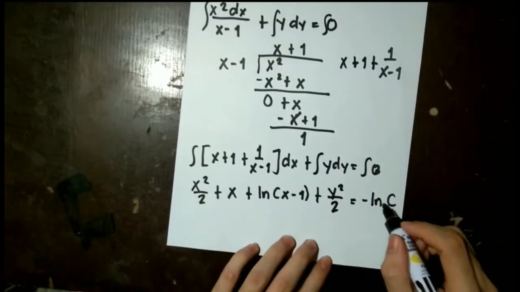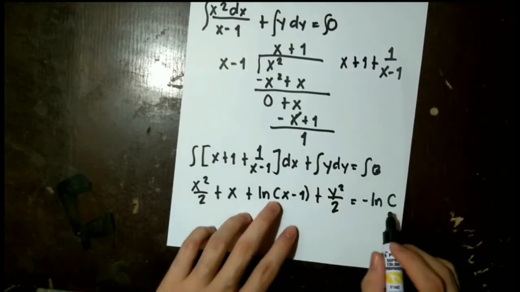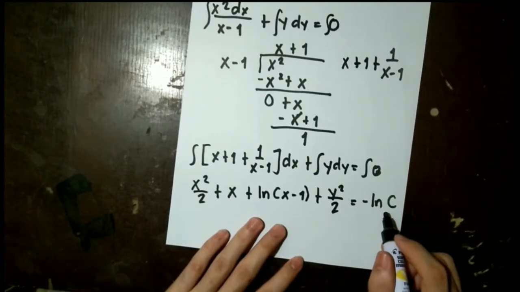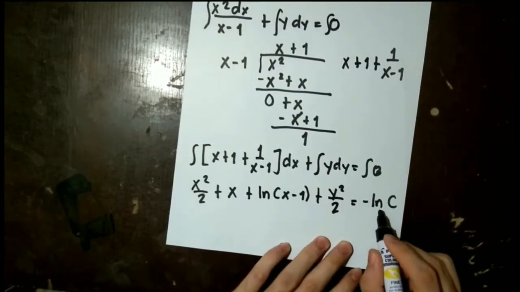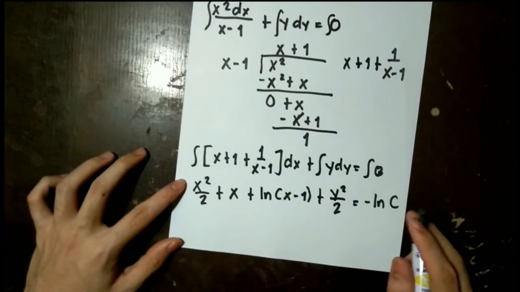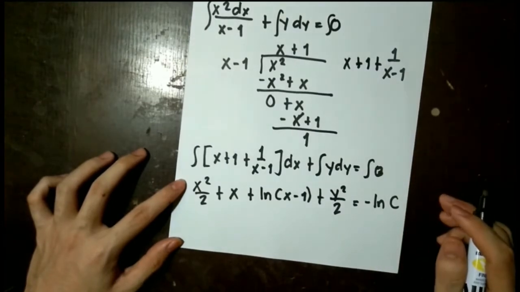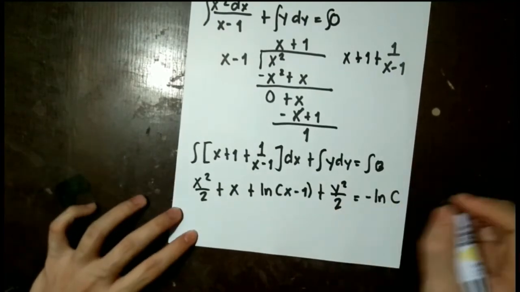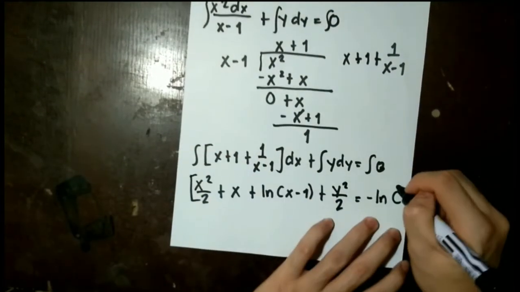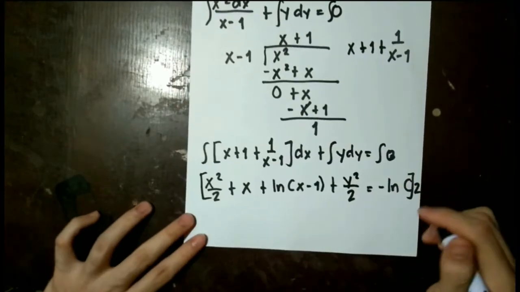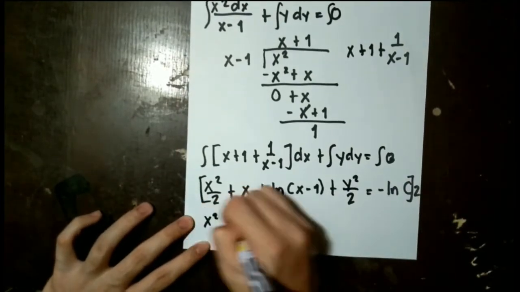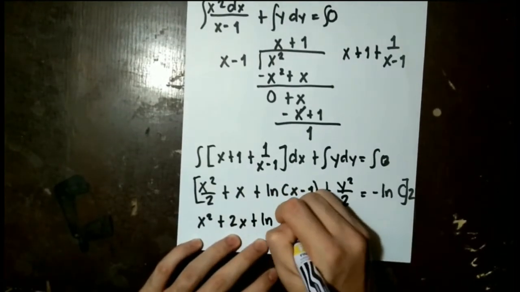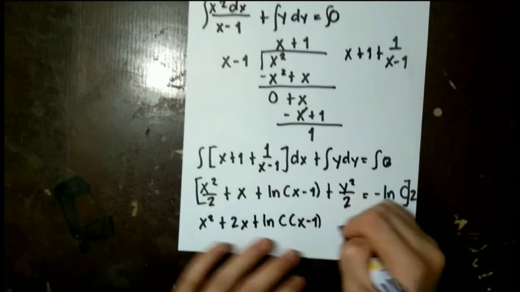Para pwede natin siyang ilipat dito mamaya, magiging plus na siya. So, mapapagsama natin yung c tsaka yung x minus 1. So, gaya na sinasabi ko, pwede naman nating laro-laruin yung value ng c, basta mapakita lang natin yung pinakamagandang answer o yung answer in its simplest form. So, dito, ilipat na natin yung ln c, then i-multiply natin siya sa 2. So, ang magiging final answer natin is x squared plus 2x plus ln ng c times x minus 1.